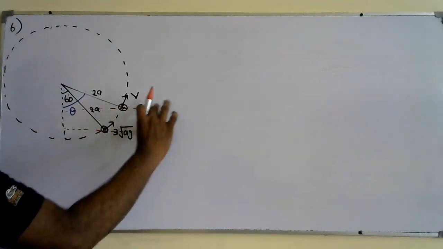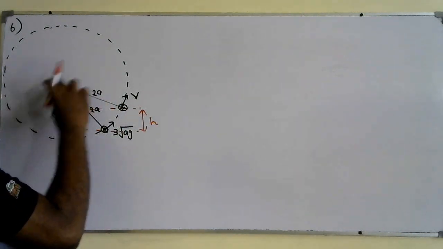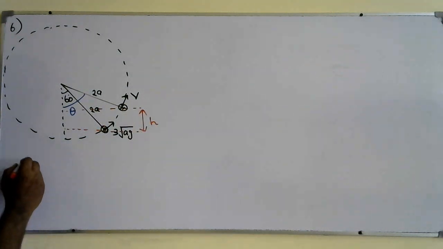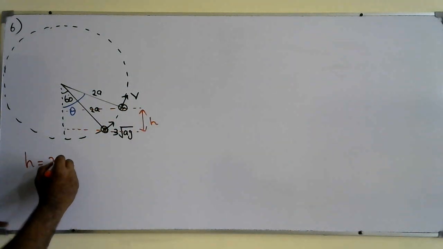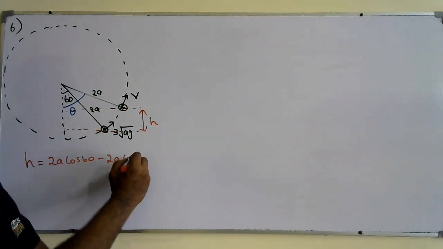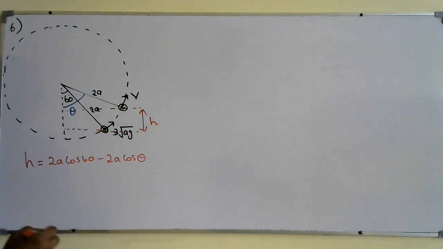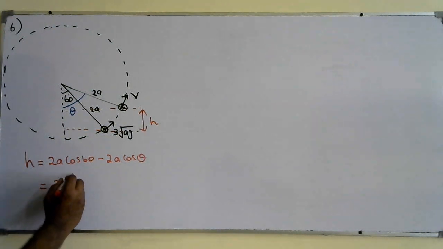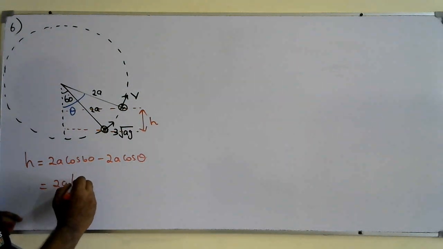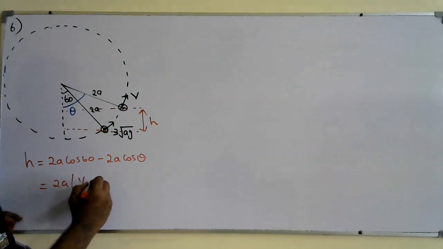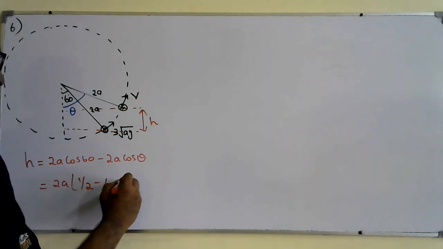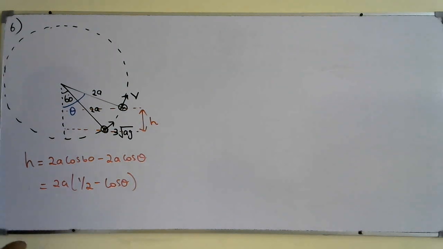So h is equal to 2a cos 60 minus 2a cos theta, that is the h. So we can take it as 2a into cos 60, which is half, minus cos theta. Okay, we'll use that later in this equation.